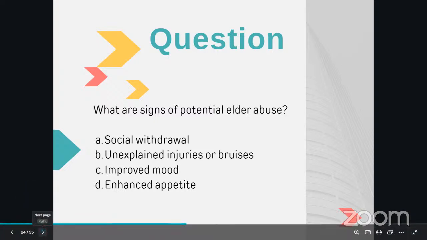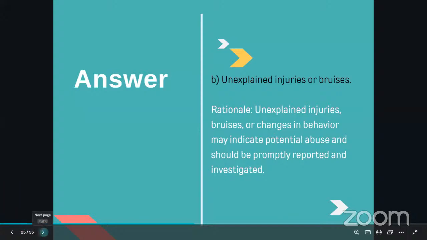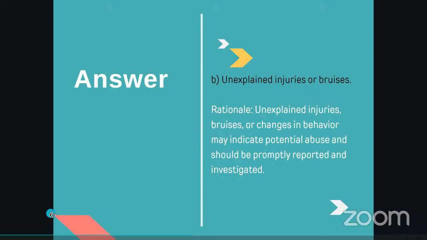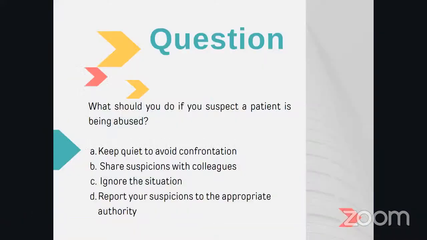Let's check our answer. Unexplained injuries or bruises. If you start to notice injuries that you don't understand how they could have occurred, there's a different type of pattern, there's an oddly shaped bruise, it may indicate potential abuse. So you want to make sure you report that to your leadership or your social worker. We are mandated reporters if we are suspicious of abuse.